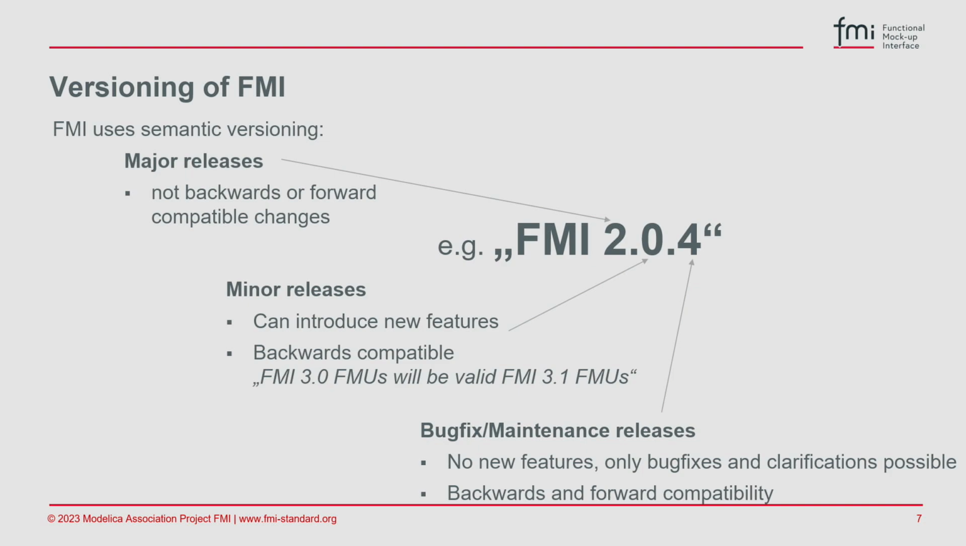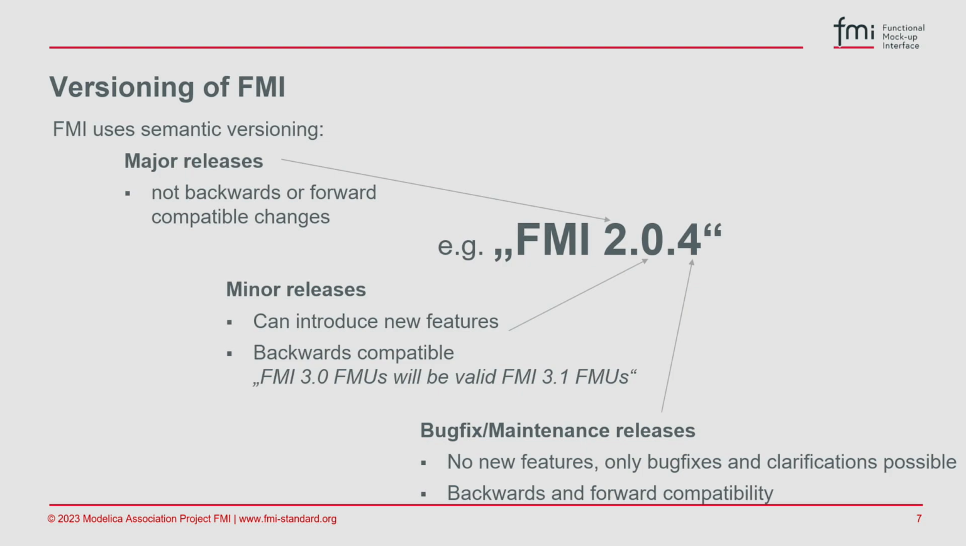But the idea is here that this is backwards compatible in the sense that a 3.0 FMU will also be a valid 3.1 FMU, while the 3.1 can have new features, but you have this compatibility. That's minor releases, and we will work on a 3.1. We already work on this, so that's about minor releases. And then there's the last digit. This is about bug fixes and maintenance releases.